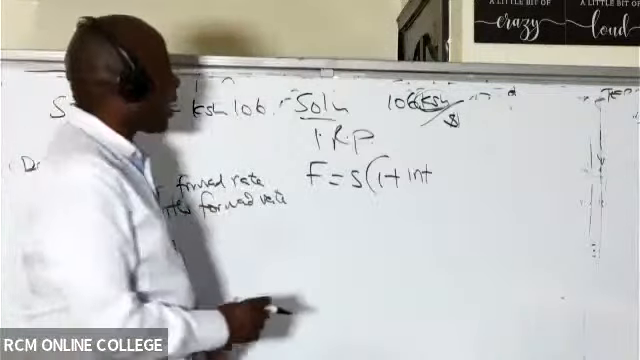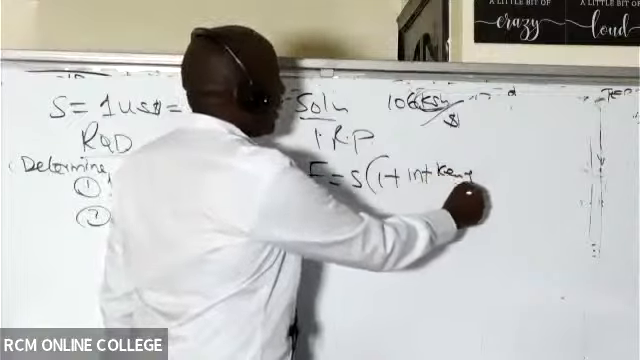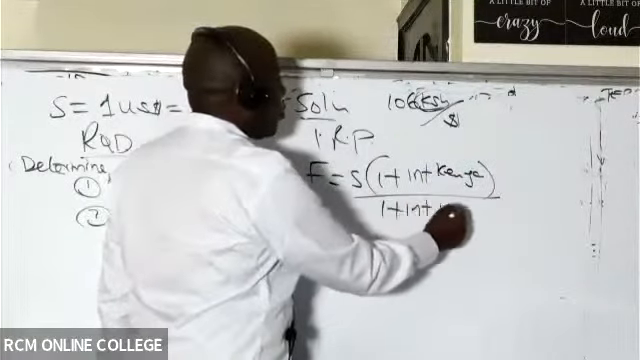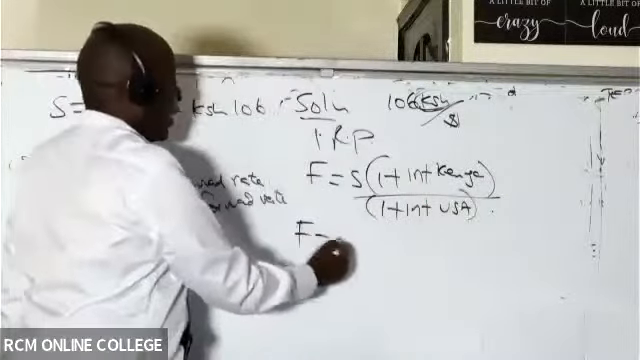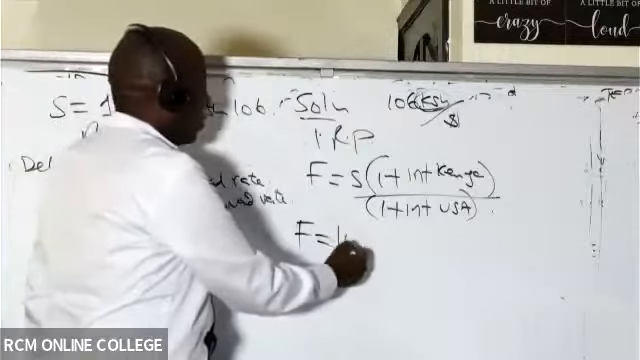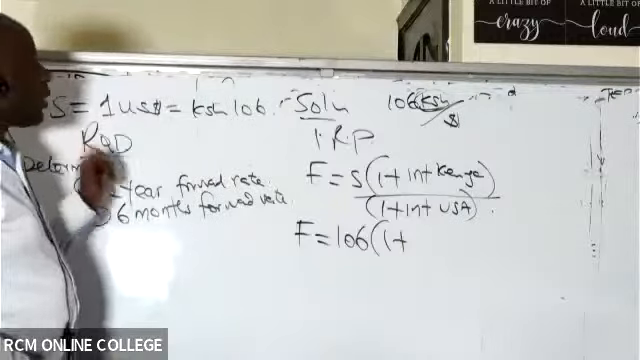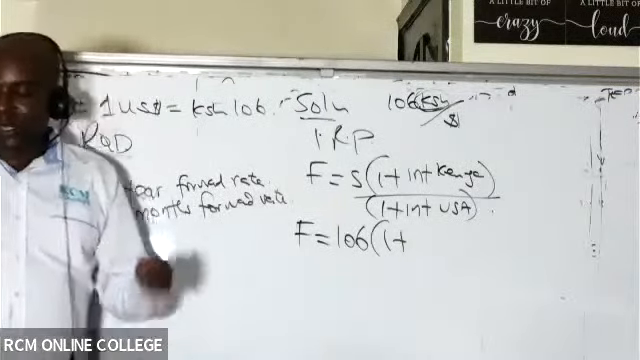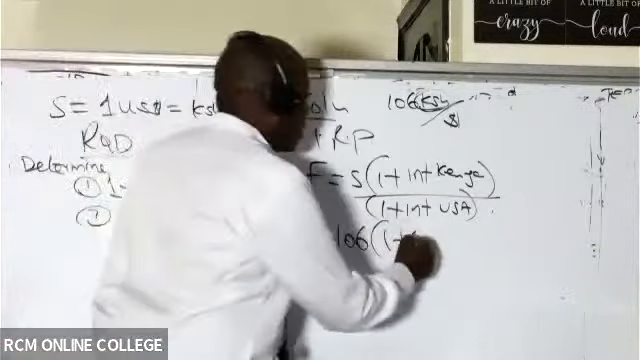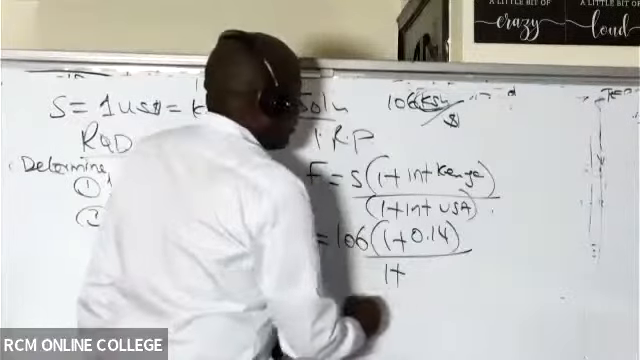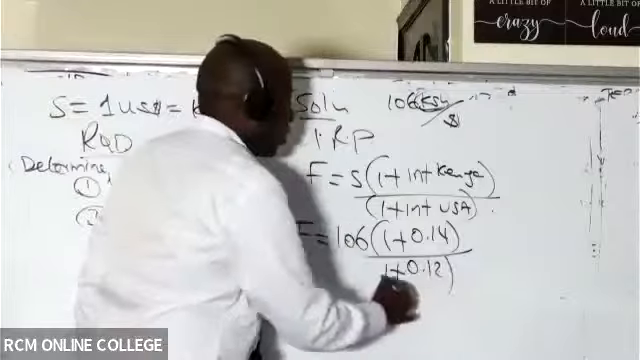So in this case we shall write like this. Forward F will be equal to S into 1 plus interest Kenya all over 1 plus interest USA. My F will be equal to the spot that has been given, which is 106, into 1 plus the interest rate in Kenya, which was 0.14, all over 1 plus the interest rate in the USA, which was 0.12.